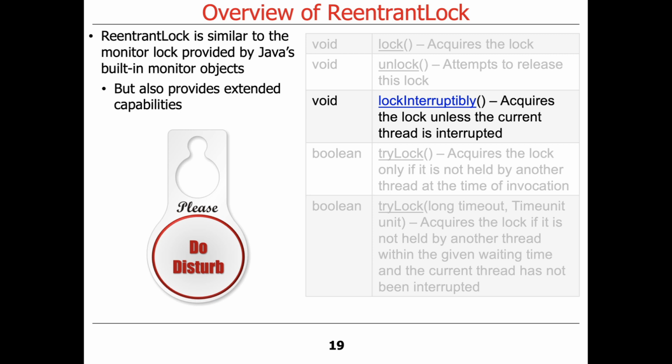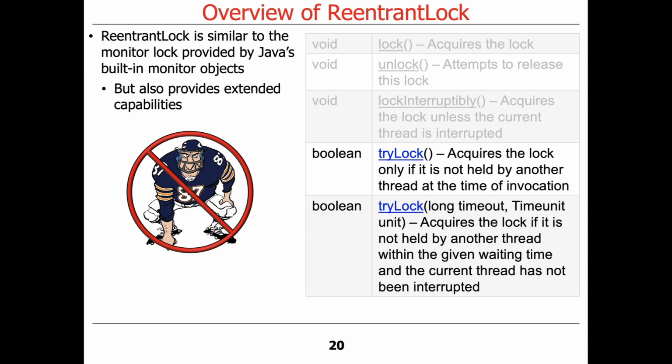So you can see lock interruptibly gives you these extended capabilities to allow interruptibility, so you can have the disturb, please do disturb, that's what lock interruptibly does. And then try lock, these are non-blocking. Try lock with no parameters will just check to see if the lock is available and then return false if it's not, otherwise it returns true if it gets it. And then you can also do it with a timeout.